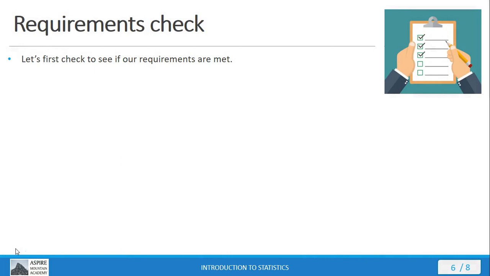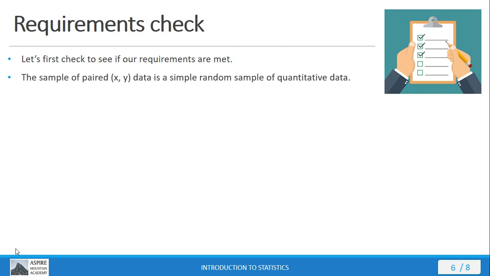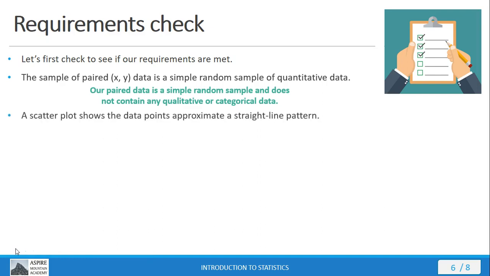First, though, we need to check to make sure that our requirements have been met. First requirement is that we have a sample of paired data that's a simple random sample of quantitative data. And yes, that's what we have. Scatter plot shows the data points approximate a straight line pattern. Well, here's a scatter plot of our data. And while that may not look like a straight line, you're just looking for general trends. So if you imagine that this is actually following a really thick line, you might get away with saying, yeah, there's a moderate amount of correlation here.